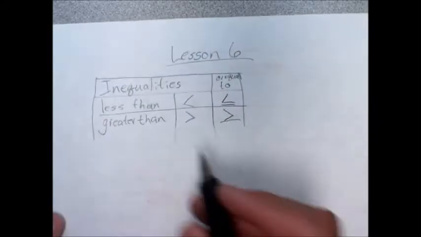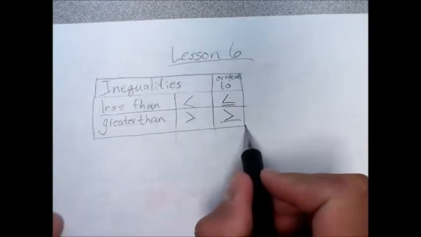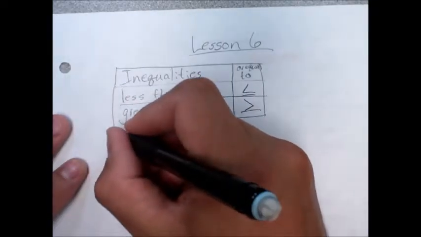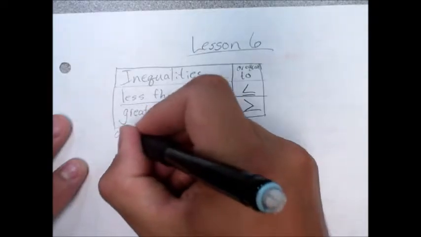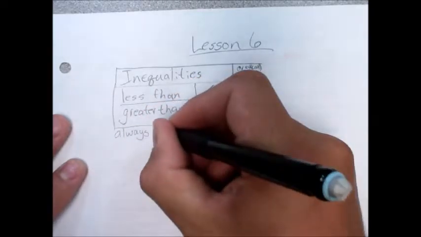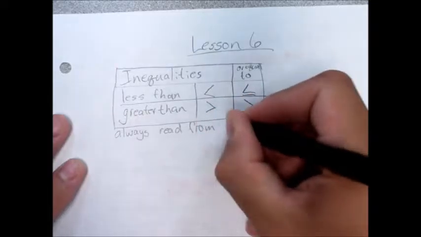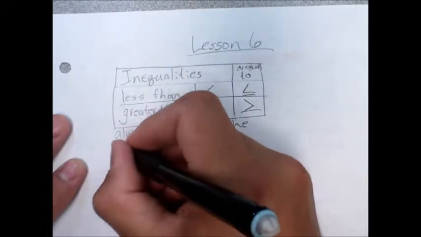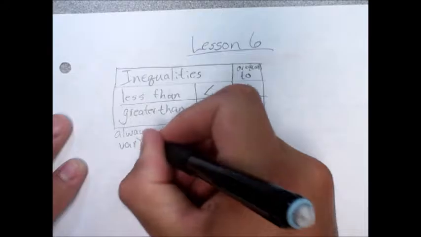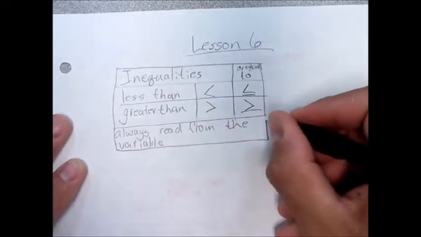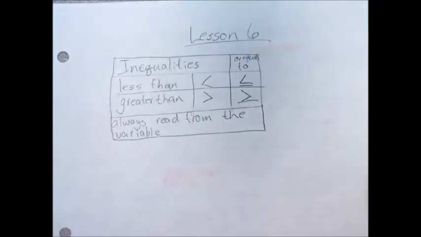Now on my little side note, underneath here I want you to write in: always read from the variable. It is important. You'll get lots of problems wrong if you don't read it from the variable. And I'll explain what that means a little bit better here in a little bit.